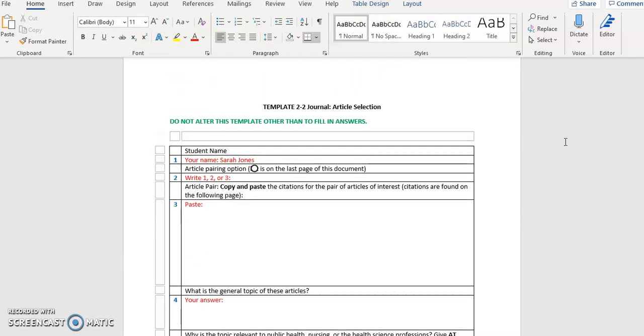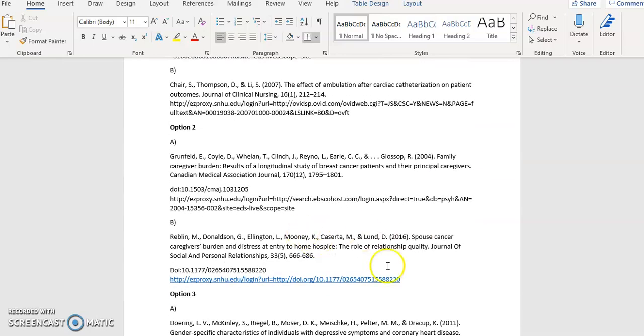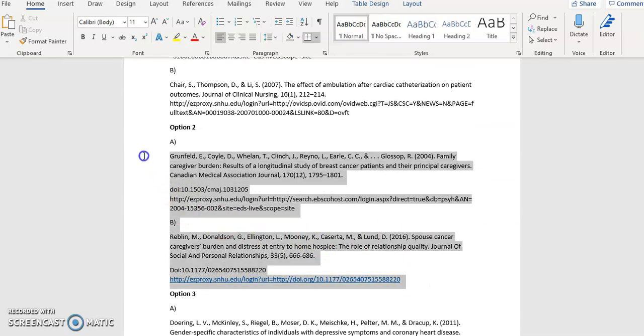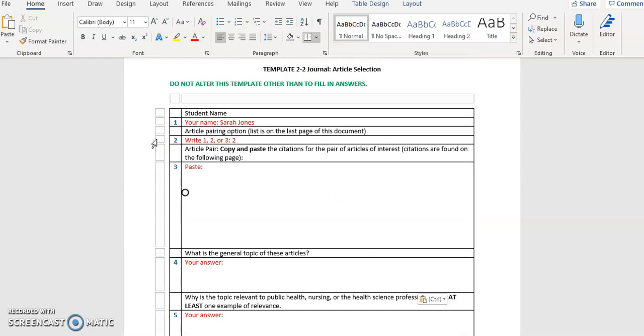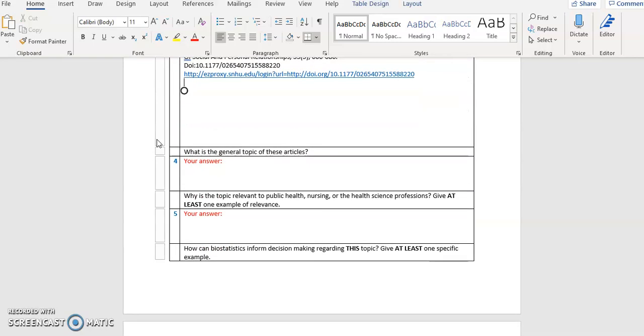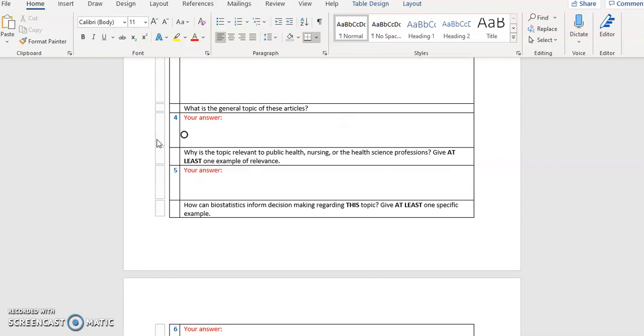So once you pick one, you're going to write the pairing. So let's say you pick 2. And then you copy and paste. Remember, if it says to copy and paste, we copy and paste. We don't type it in. I'm just going to copy everything from option 2, if that's what I choose, and I'm going to paste it in. Easy.